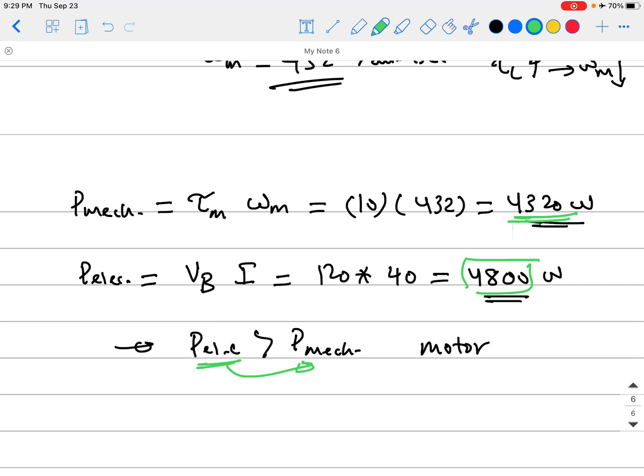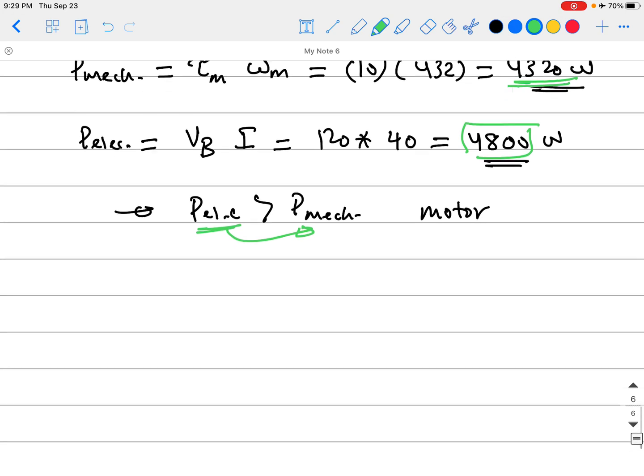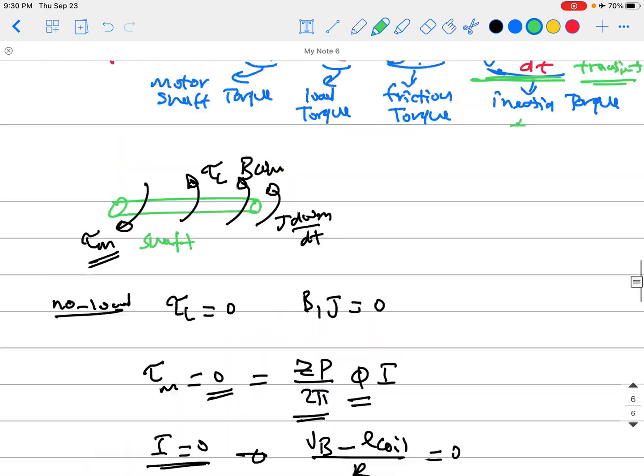Now you have an electric power higher than the mechanical power. That means the input is an electric power and you lost some of it as losses and the rest is converted to mechanical power. So that means the direction of the energy conversion is electric power input converted to a mechanical power, and now you have a motor. Okay guys, good. So that was number C.